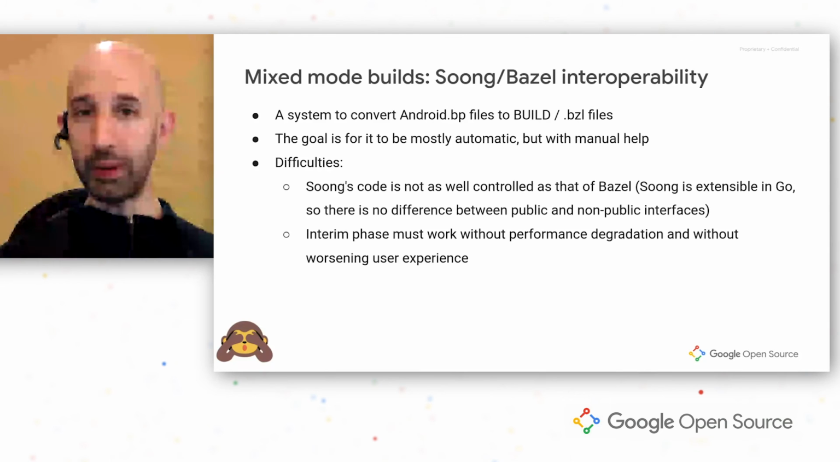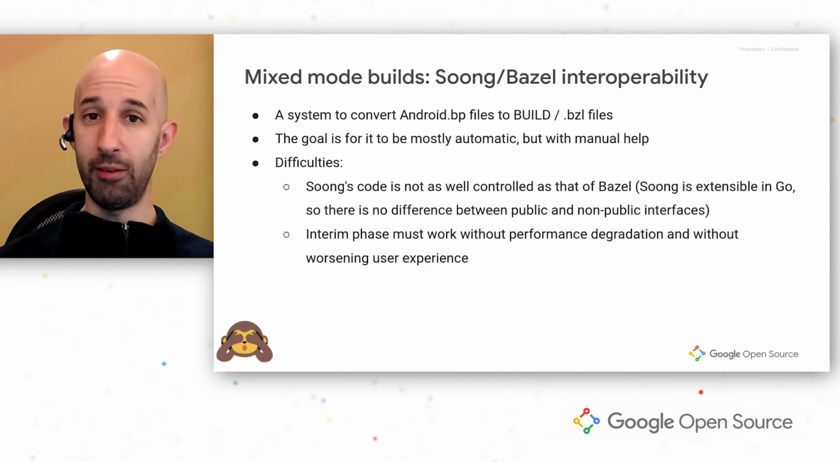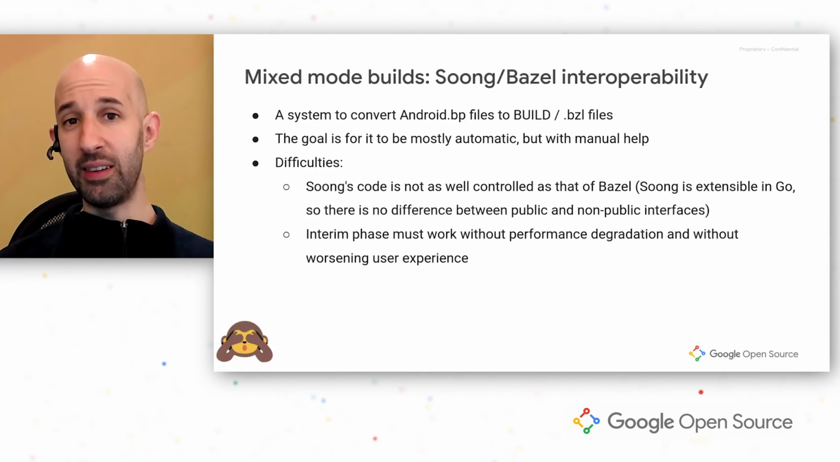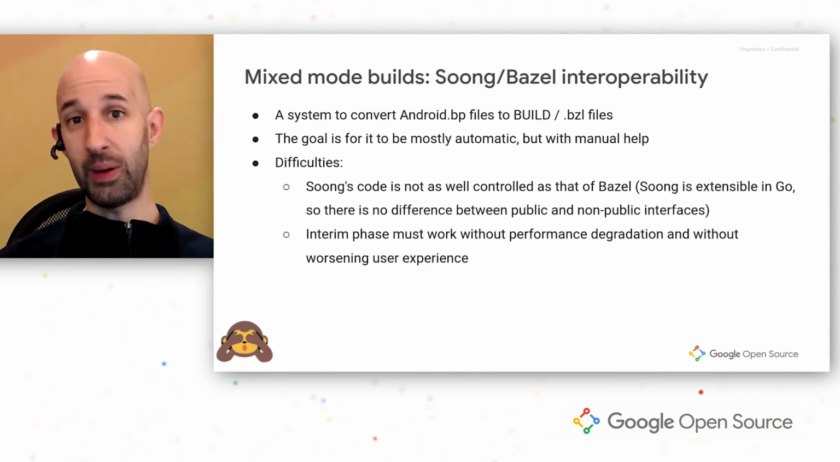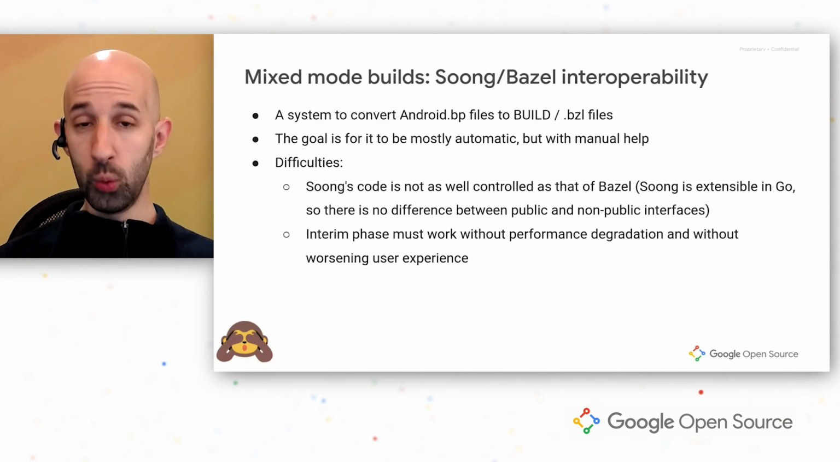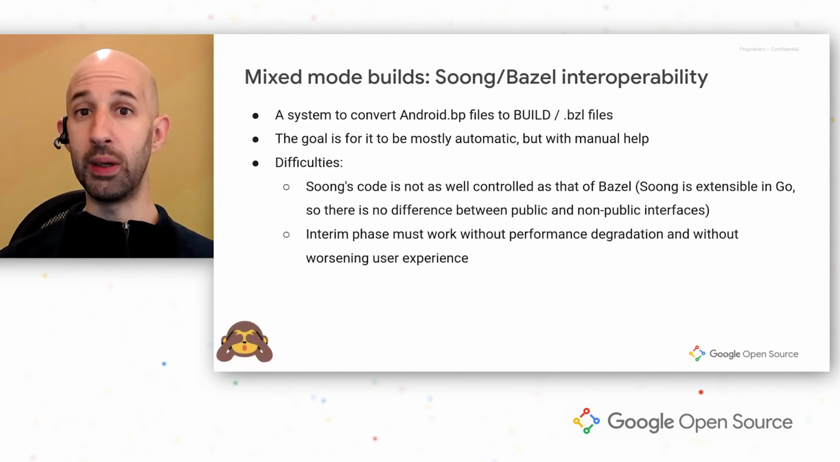It will probably not happen. It will probably need some manual help because both Soong and Bazel have rich conceptual models, and there is no point in implementing an automatic mechanism for migrating things that are used just once or twice in the code base. But we do want the overwhelming majority of the migration to be automatic.